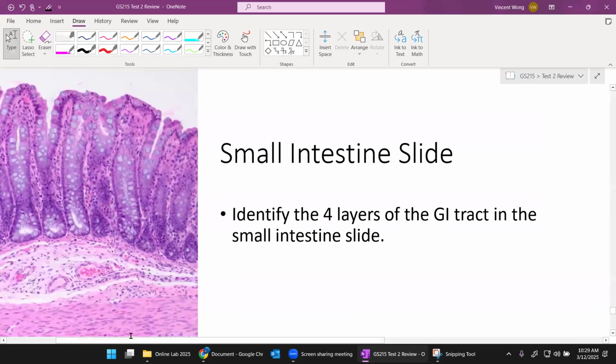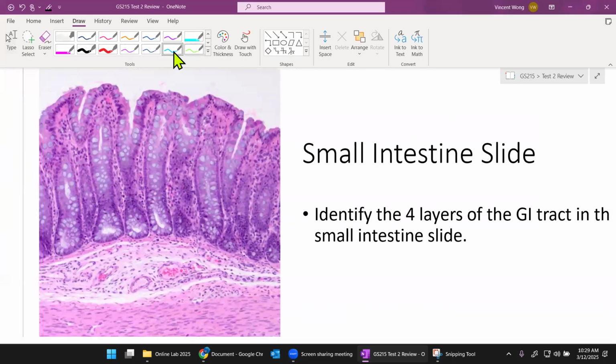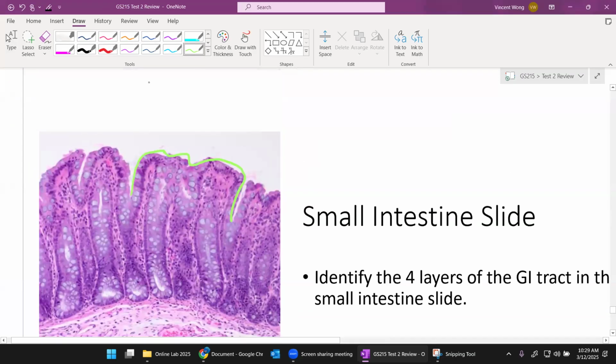Okay, small intestine. Identify the four layers once again. This was a little bit harder to see, but you will once again have the mucosa, and the mucosa is just the surface layer. This is where the food is going to be, right? What does the oblique layer do? Oblique is twist and turn, for the stomach. The food will be moving by. That's the mucosa.